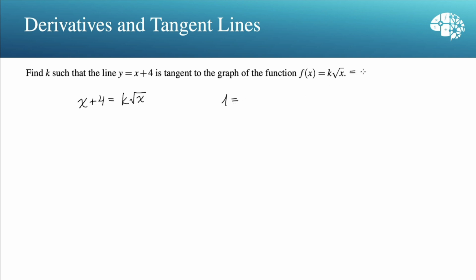So I'm going to go ahead and rewrite this function, first of all, just as k times x to the 1/2, and then we can use our power rule. So we bring the 1/2 down, we get k halves times x to the, and then we subtract 1 from the power to get negative 1/2.